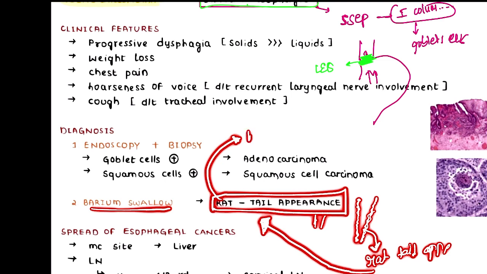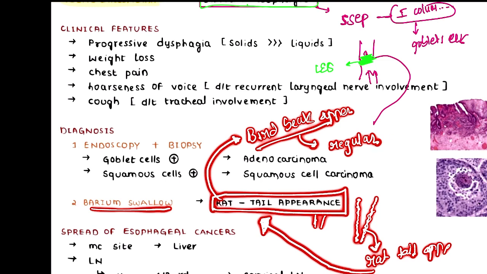Now I would like to take you to the previous lecture content, in which we were talking about the broad beak appearance. This broad beak appearance was seen in achalasia cardia, in which there was regular narrowing of smooth muscle. This is the diagnostic characteristic by which we can differentiate achalasia cardia and esophageal cancer.